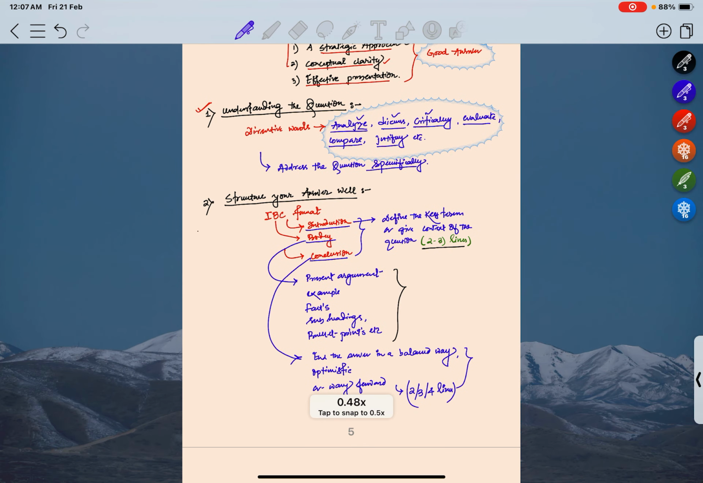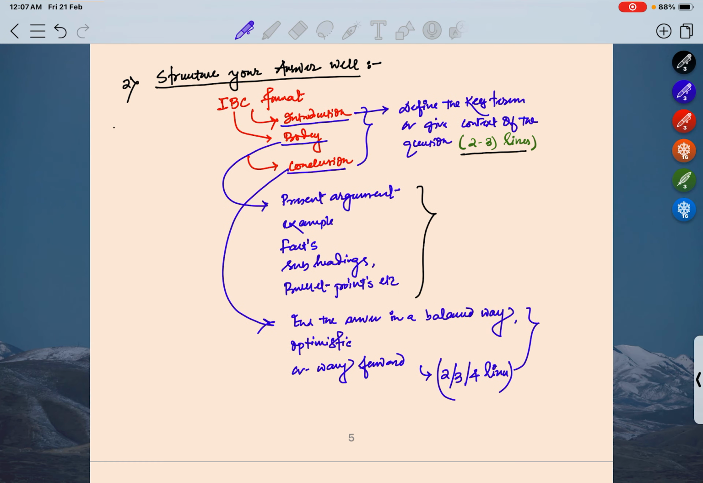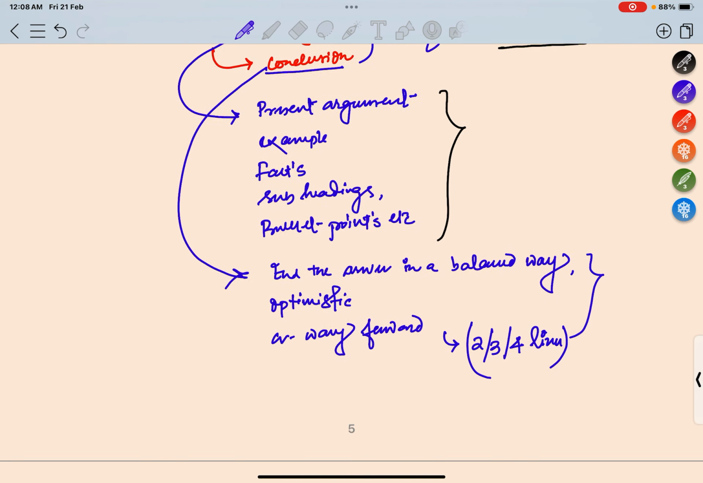So this was about structuring your answer. When you are structuring your answer, it has to have introduction, body and conclusion. In the introduction part, you will write the definition or the key terms in 2 to 3 lines. In the body section, you will write different facts, examples, everything, and after that you will write a conclusion or a way forward. Now this was for the structuring of your answer.